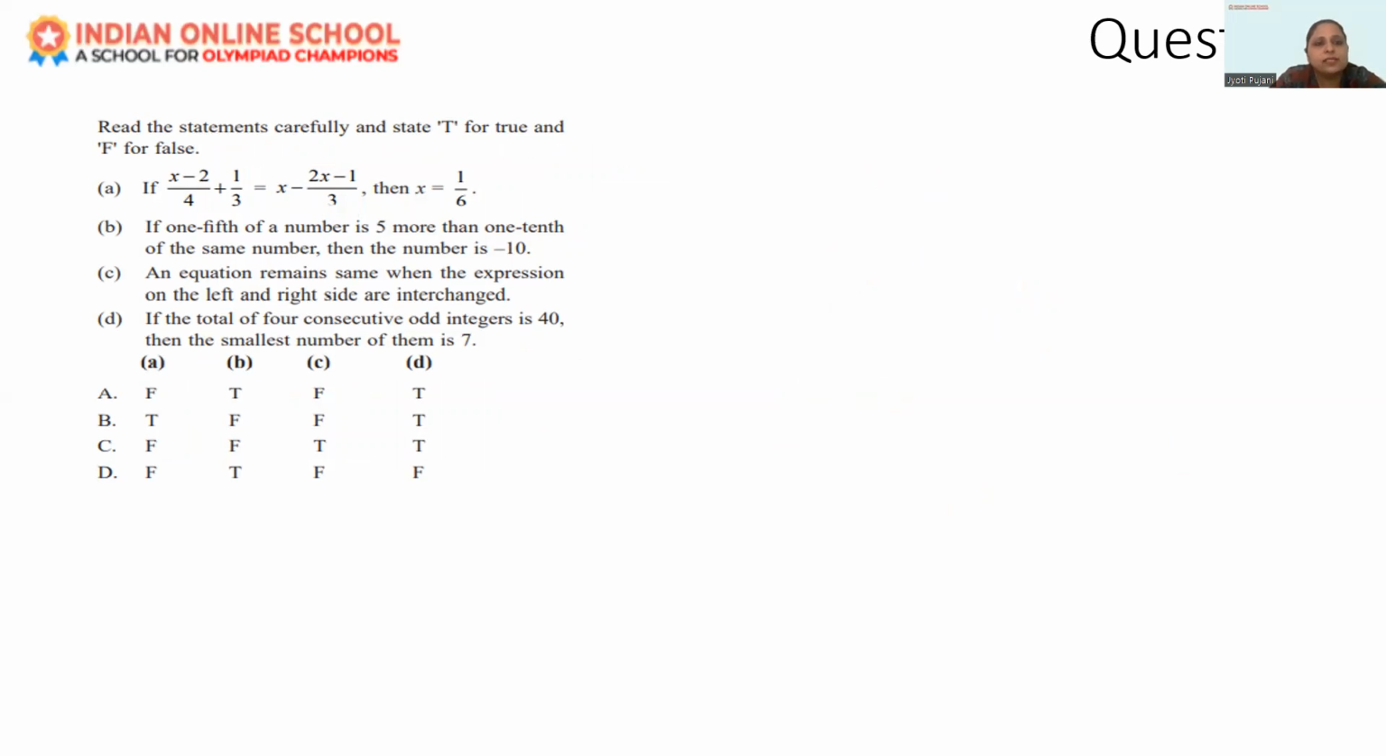Read the statements carefully and state T for true and F for false. Everyone, please do these questions very, very carefully. Do these types of questions carefully when there are a lot of options, because then there are many chances to lose an answer. So if (x - 2)/4 + 1/3 = x - (2x - 1)/3, everyone, this is the statement.